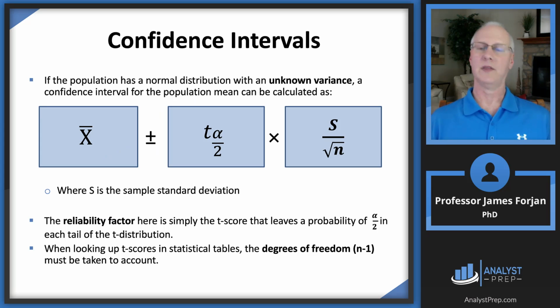Now, on the other hand, and this is probably more common than having the variance known, if the population has a normal distribution with an unknown variance, then we're going to substitute the T-score in there for the Z-score.